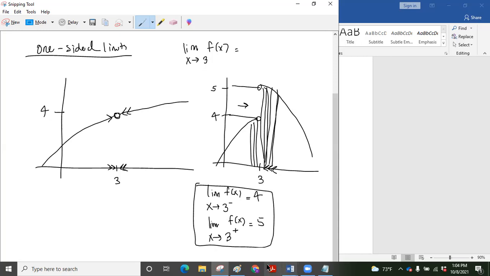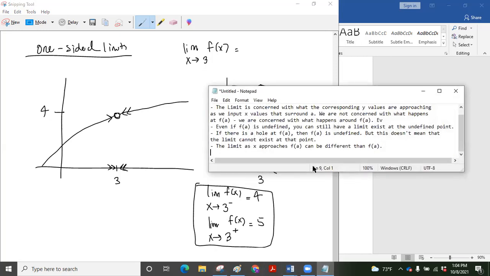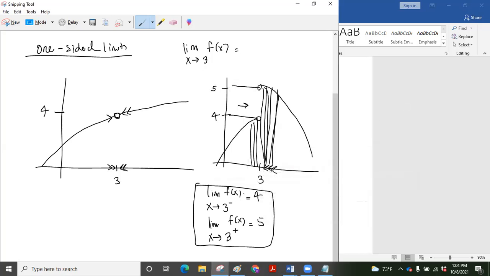So the basic takeaway here is that one-sided limits can exist independently, correct? So it's valid for me to say, what is the limit as x approaches 3 from the left? What is the limit as x approaches 3 from the right? That's a completely valid thing to ask.